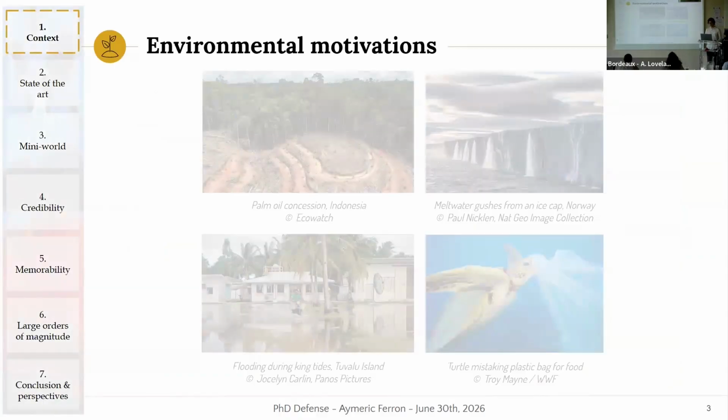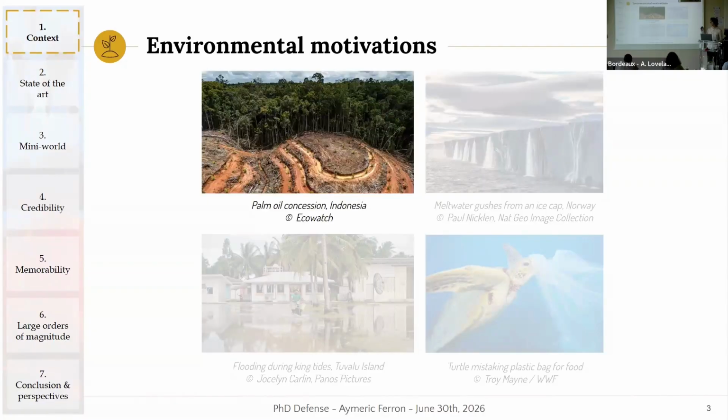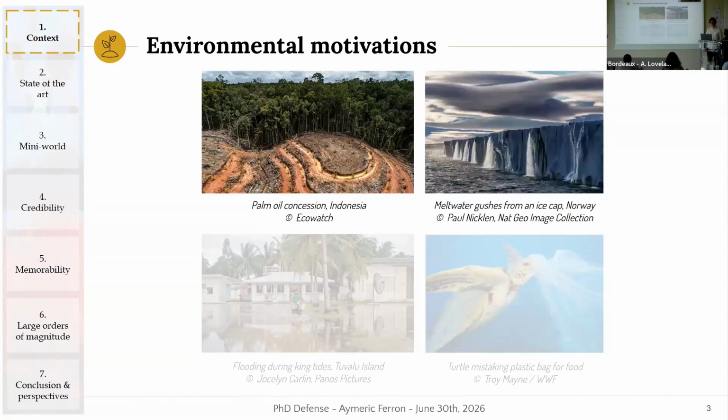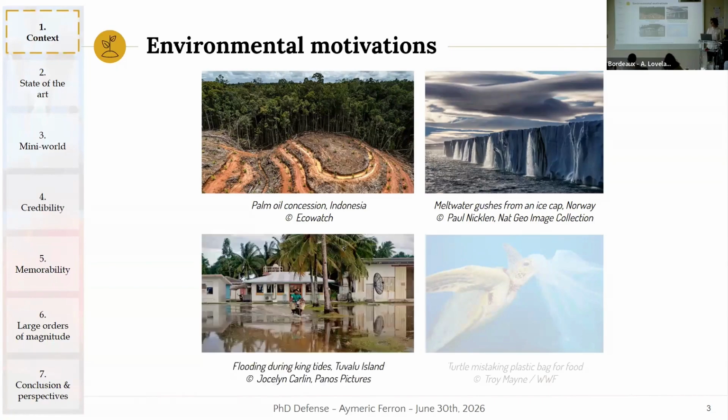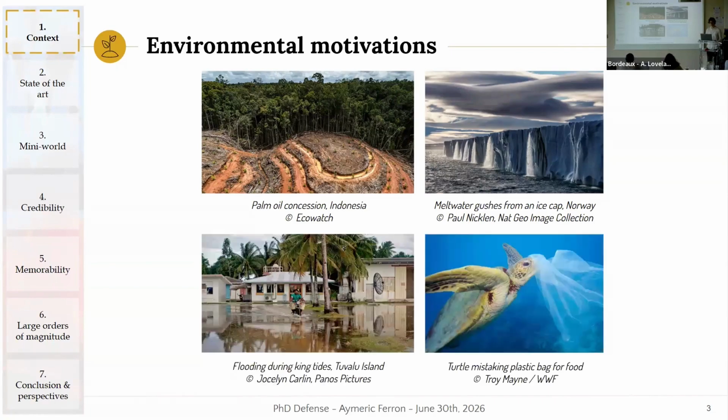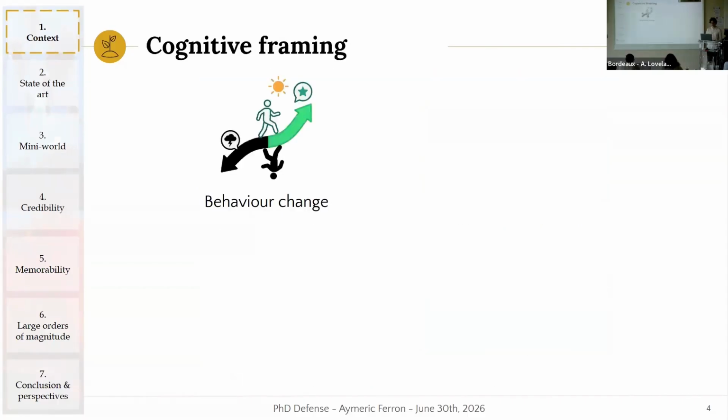The degradation of the Earth ecosystem through climate change and environmental pollution is one of the major challenges faced by humankind. Here are a few examples of dreadful environmental consequences. Deforestation, like in Indonesia, due to palm oil consumption, ice cap melting due to global warming, like in Norway, floods, like in Tuvalu Island, due to climate change, and also impact on biodiversity, like this turtle eating plastic due to plastic pollution. So in order to decrease our impact on the environment, humankind needs to change behavior individually and collectively.